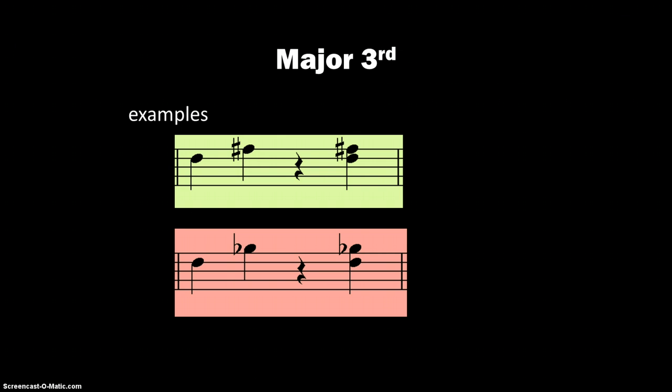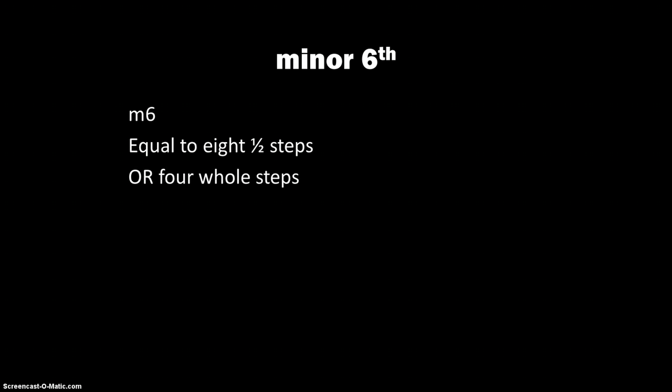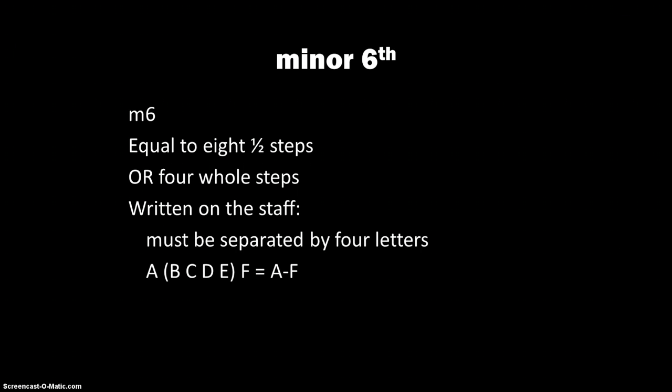So we don't want to use that. We want to make sure it's a third when we write it. Quickly through some minor sixths here. The minor sixth is equal to 8 half steps, or you can consider it 4 whole steps. When it's written on the staff, they must be separated by 4 letters now. So A all the way up to F is going to be a sixth.